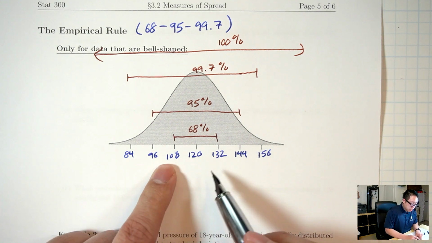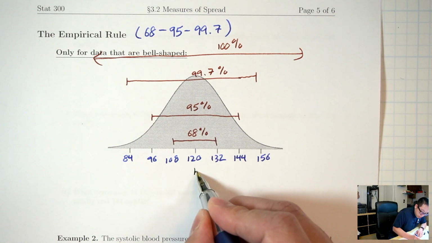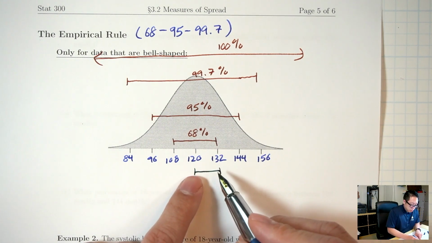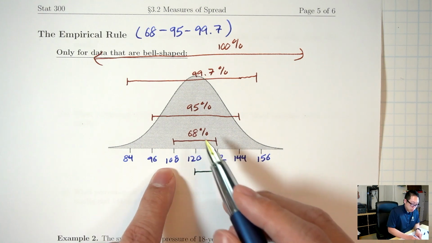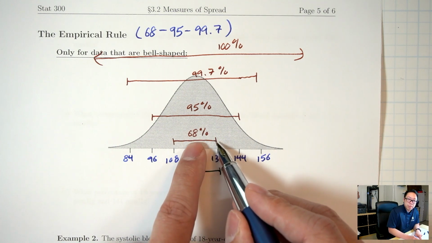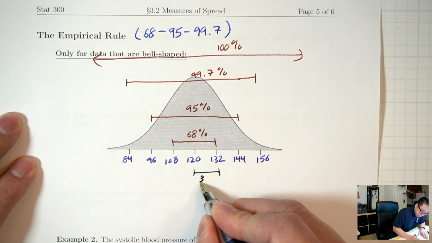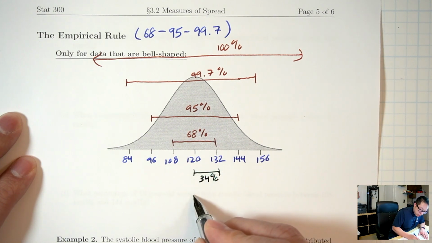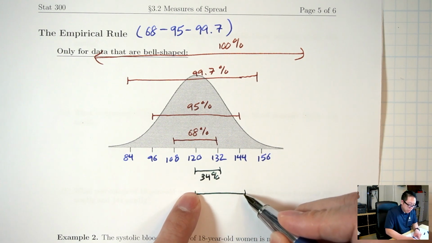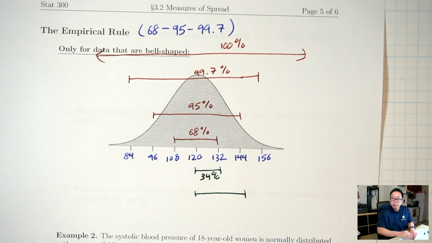So I know that 108 to 132 is 68%. What's the middle to 132? Okay, if I know 108 to 132 is 68, then 120, the middle to 132 should be half of that, right? So half of 68 is 34%. What about from the middle to 144? So middle to 2 up should be half of the 95%. So 95 divided by 2, 47.5.